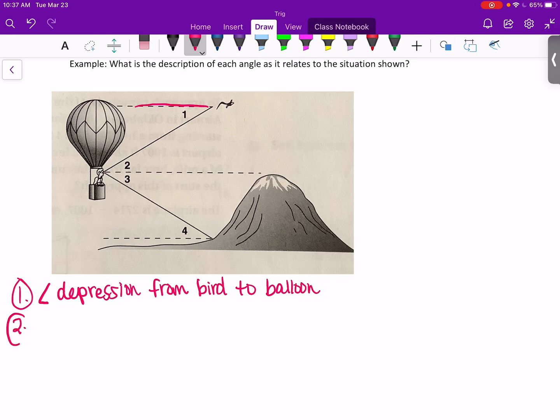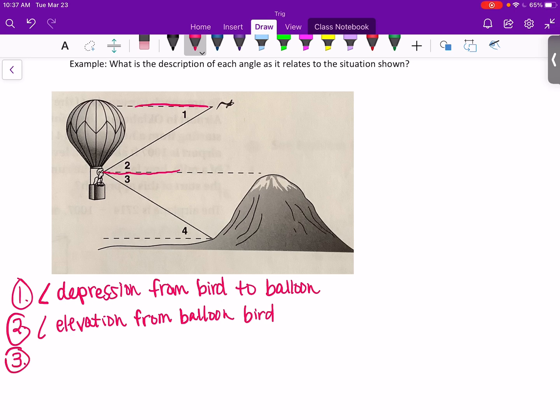Angle 2, notice angle 2 is above this horizontal line. So it is an angle of elevation. This is the angle of elevation from the balloon to the bird. It's like the boy in the balloon is looking up at the bird.